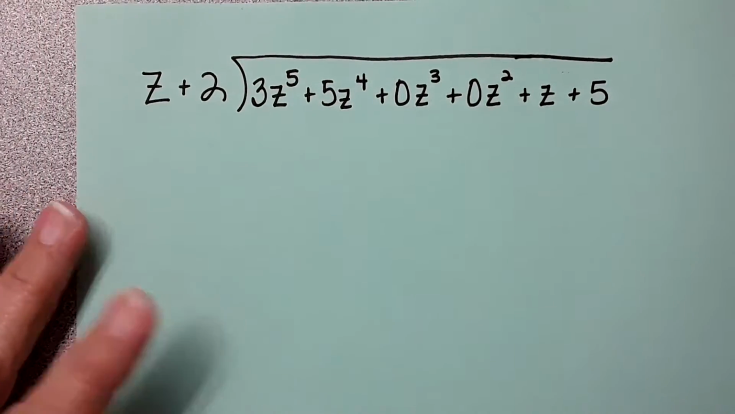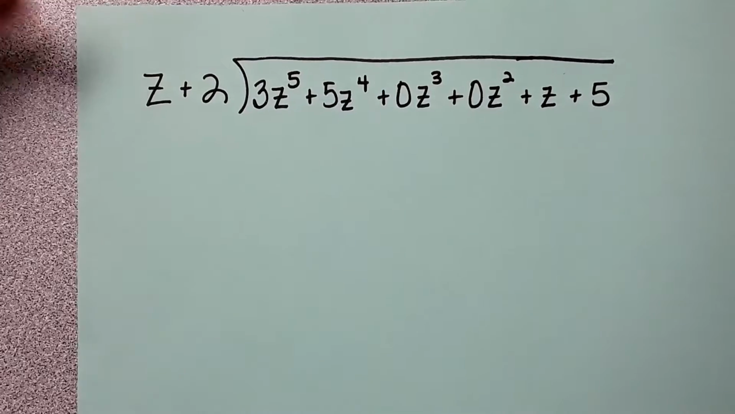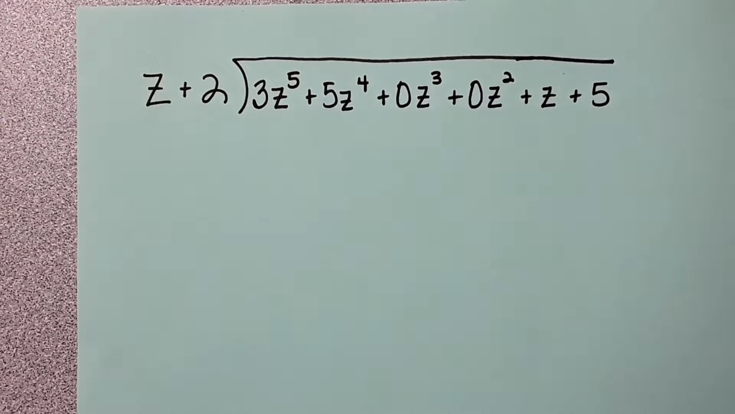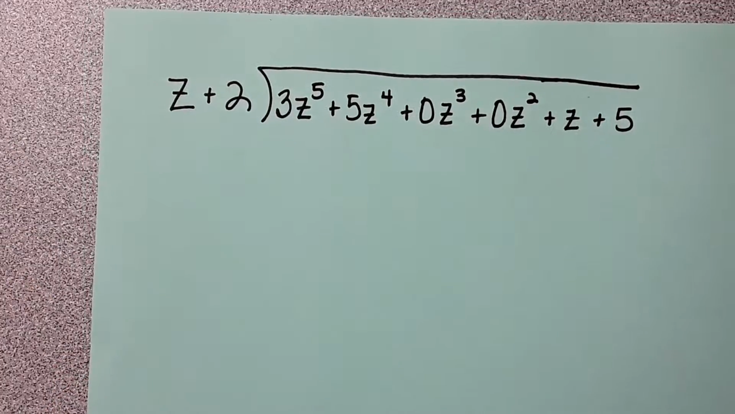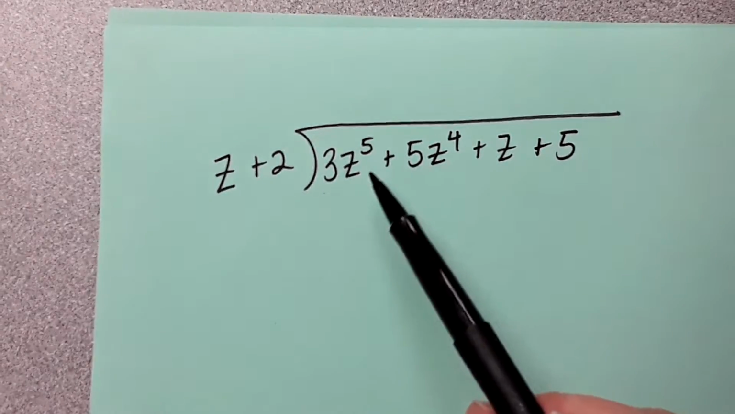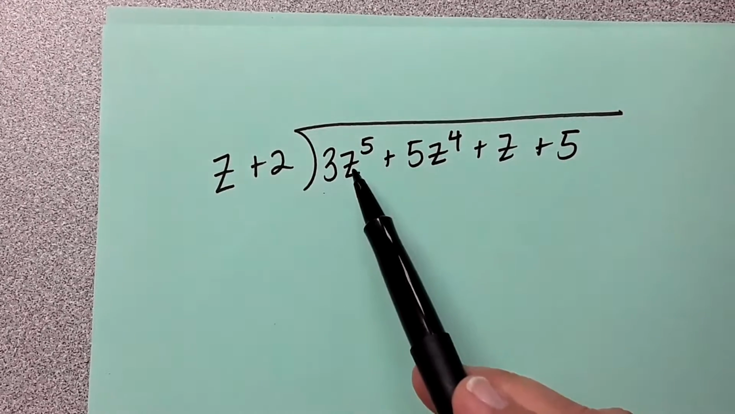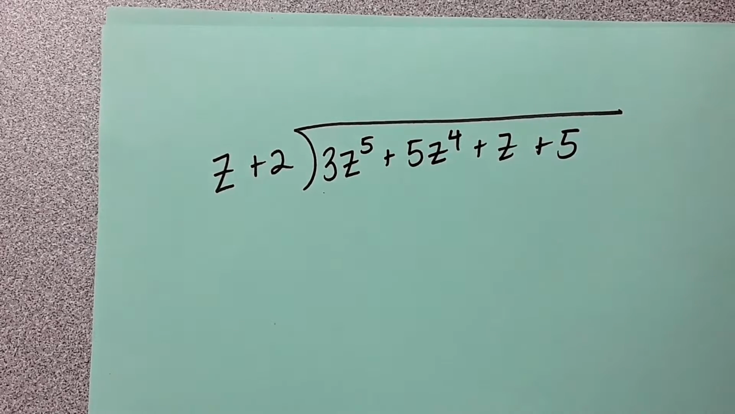Okay, so this is the last problem. But I want to show you, this is the problem I gave you. I want to show you what the problem actually looks like, because I realized when I was making the video, I don't know if I made it clear. So this is the problem I actually gave you, but this is what the problem looks like. Do you see that the exponents go 5? So z to the 5th, z to the 4th, and then z. And see how it's missing z to the 3rd and z squared?